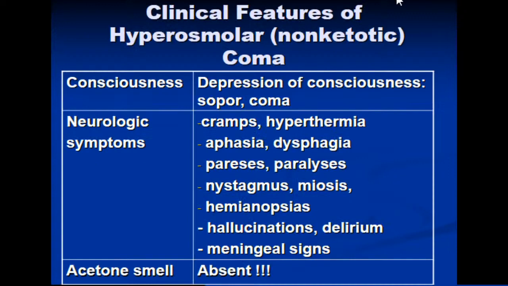Clinical features of non-ketotic coma. Depression of consciousness, sopor, sometimes coma. Neurological symptoms: cramps, hypothermia, aphasia, dysphagia, paresis, paralysis, nystagmus, miosis, hemianopsia, hallucination, delirium, meningeal signs. Acetone smell absent.